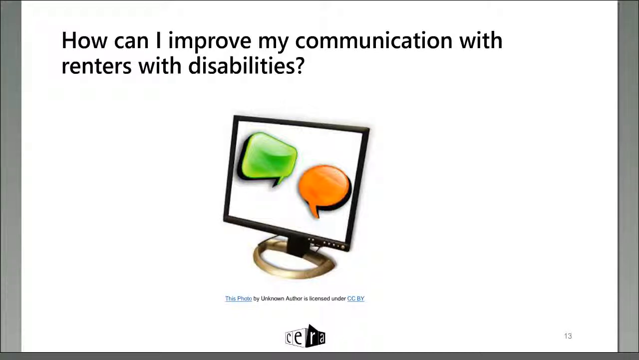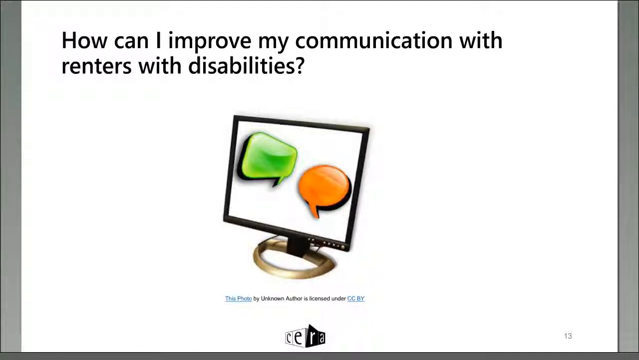Our next question is about improving communications with renters with disabilities. To improve communication with people living with varying types of disabilities, it is important to provide information using different mediums, including writing documents in plain language, providing sign language interpreters, reading information out loud, providing written notices, text communications and emails, and using accessible PDF and Microsoft Word documents, for example.